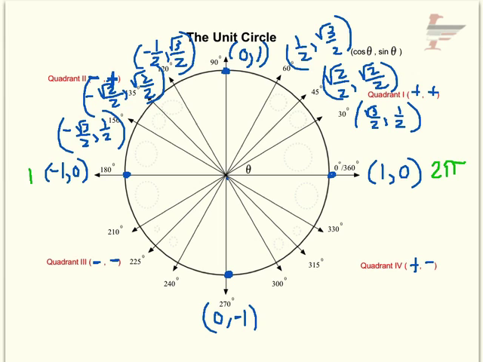Halfway around the circle would be 1 pi. A fourth of the way, if I take 2 pi and cut it into a fourth, would be pi over 2. And at 270 degrees, I'm going 3/4 the way around. So that would be 3 pi over 2.